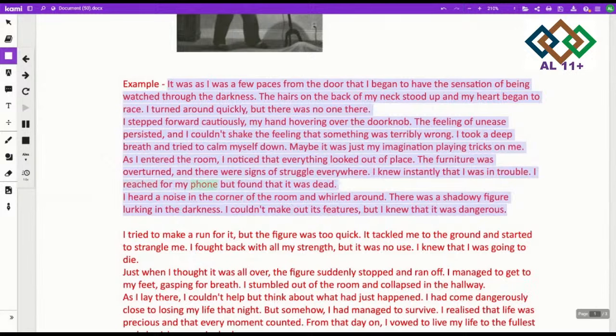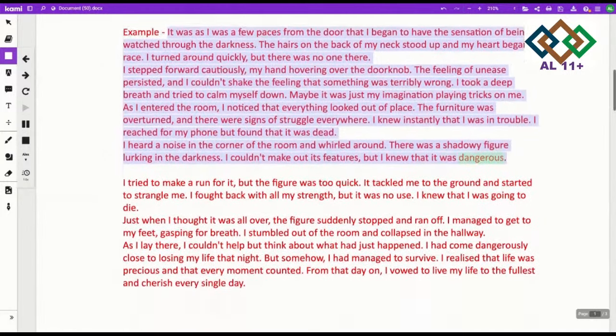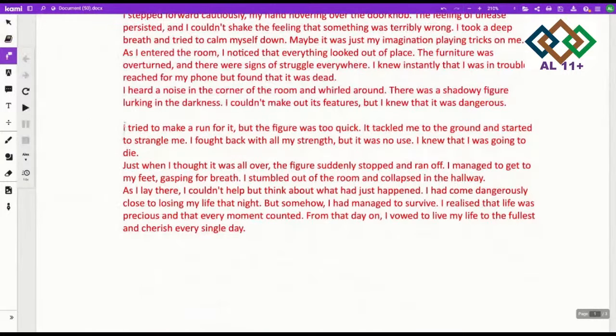I reached for my phone but found that it was dead. I heard a noise in the corner of the room and whirled around. There was a shadowy figure lurking in the darkness. I couldn't make out its features, but I knew that it was dangerous. I tried to make a run for it, but the figure was too quick. It tackled me to the ground and started to strangle me. I fought back with all my strength, but it was no use. I knew that I was going to die. Just when I thought it was all over, the figure suddenly stopped and ran off.